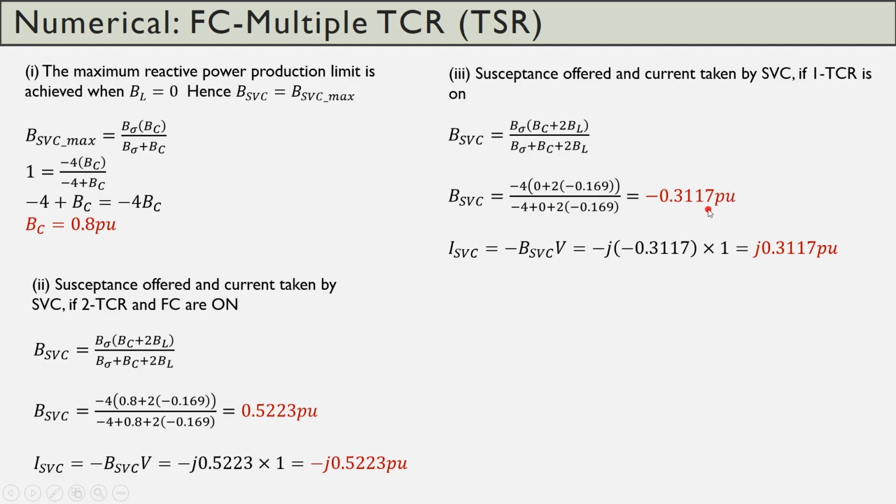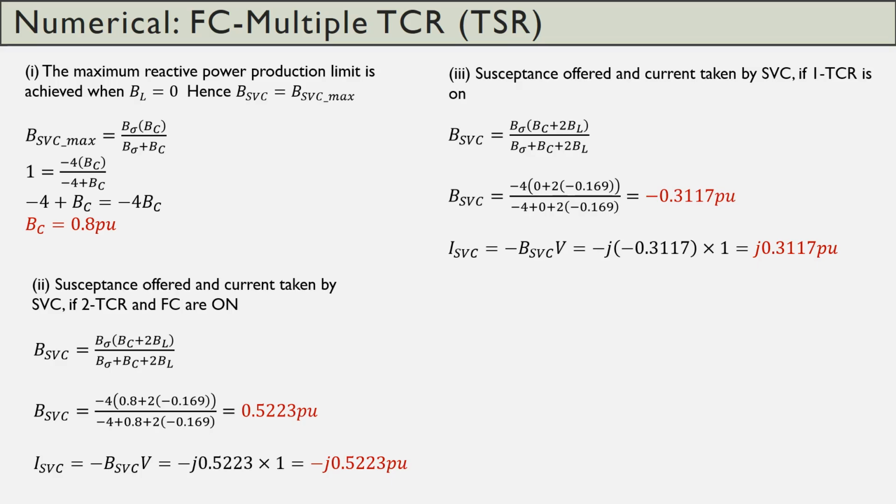So what does the minus indicate? Minus indicates that it is inductive in nature. Hence the current is minus j BSVC into 1, so it gives you j 0.3117 per unit. Hope you understand this numerical. Only one correction is here: instead of 1 TCR, take it as 2 TCR in this problem.